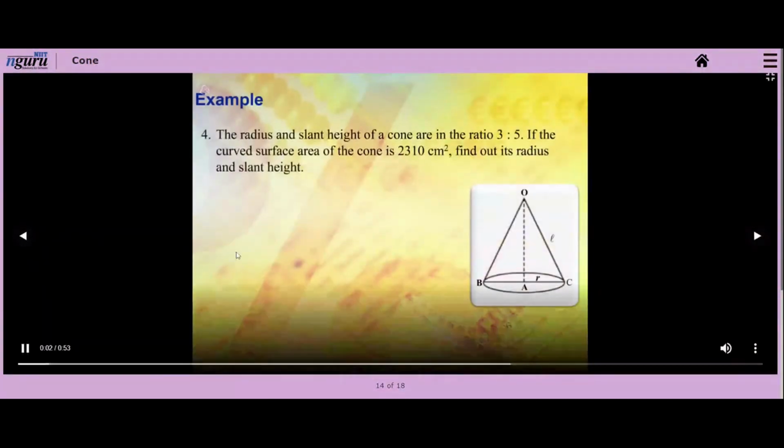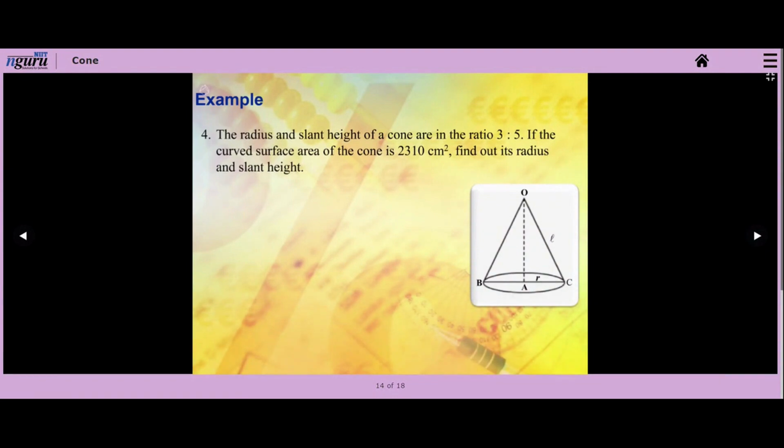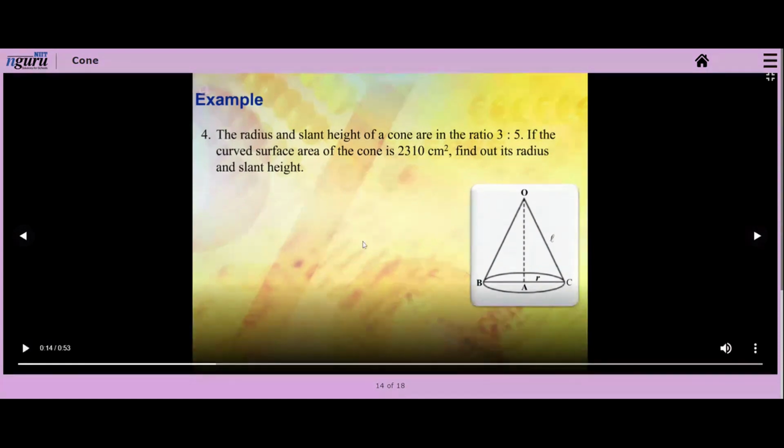The radius and slant height of a cone are in the ratio 3:5. If the curved surface area of the cone is 2,310 square centimeters, find out its radius and slant height. You have to find r and l. Ratio is given. r is to l is 3:5. Pi r l is 2310.